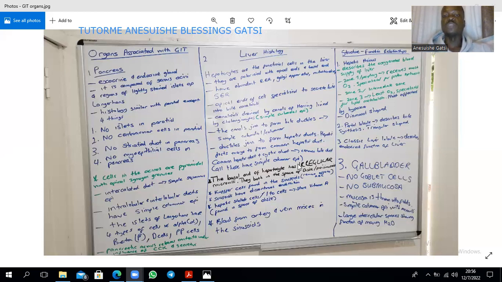You also expect numerous peroxisomes within those hepatocytes. So you expect rough endoplasmic reticulum, smooth endoplasmic reticulum, and so forth.